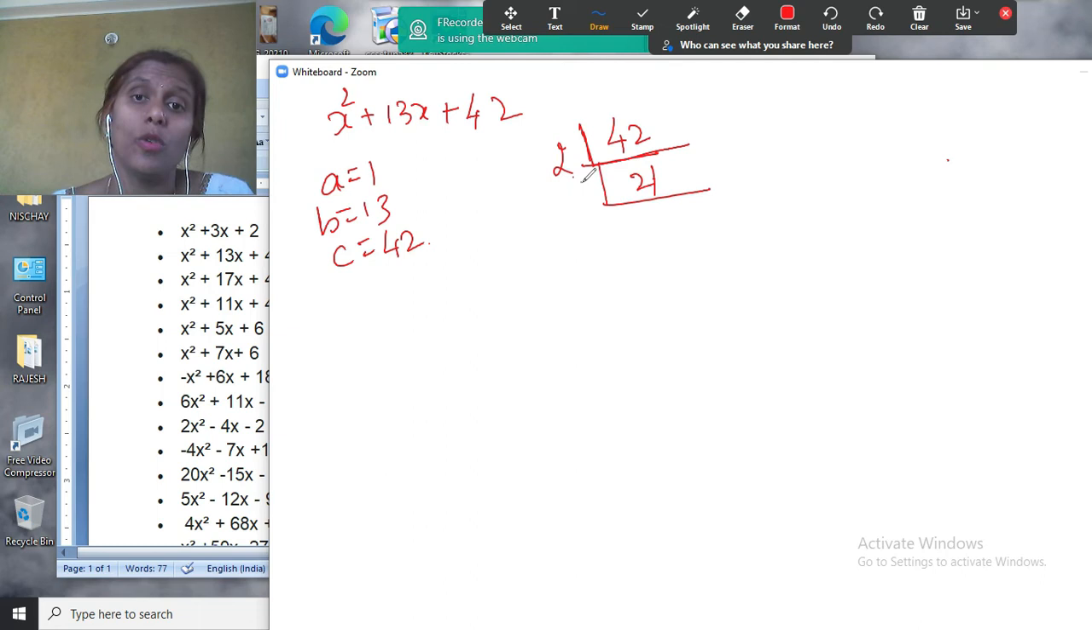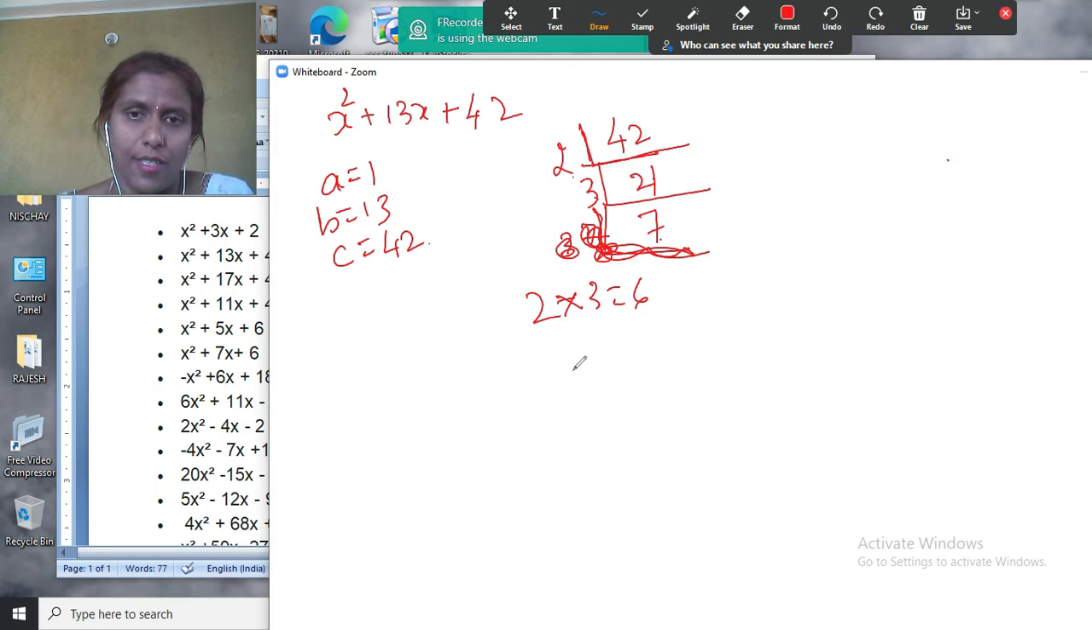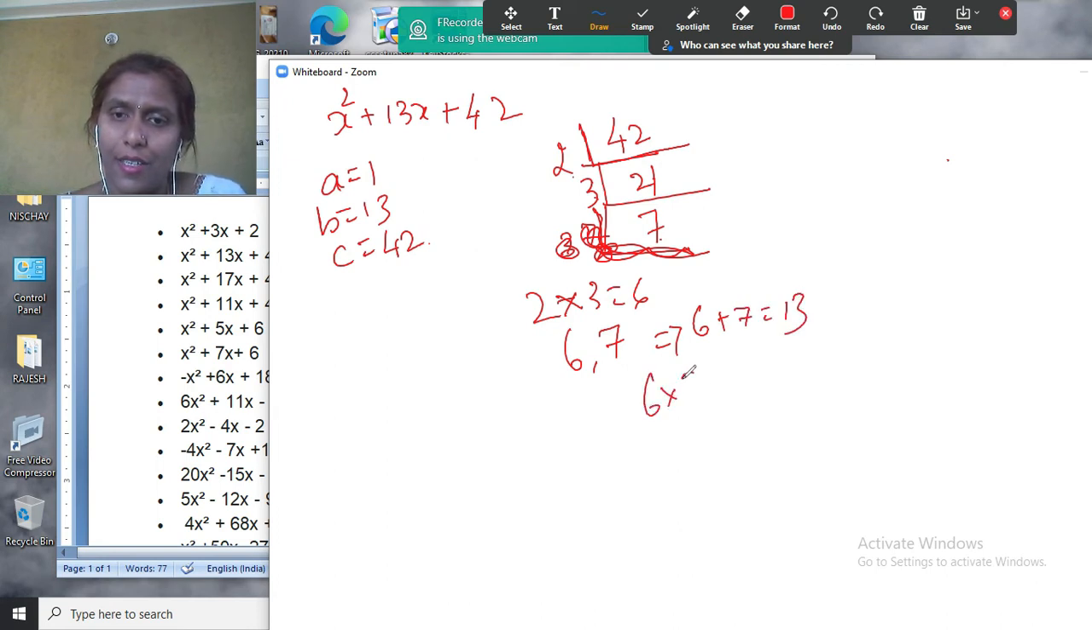So now go for 3 sevens. Will it work? Let us see. 2 into 3 is 6. 6 plus 7 is 13. 6 into 7 is 42. So now I got the numbers, and I need to pair them. You can just leave the rest; it shouldn't confuse you. 2 into 3, which is 6. Now 6 comma 7. Will they satisfy? 6 plus 7 is equal to 13. 6 into 7 is equal to 42.